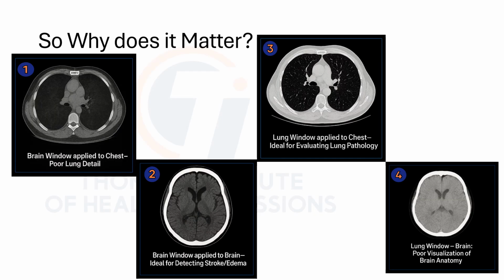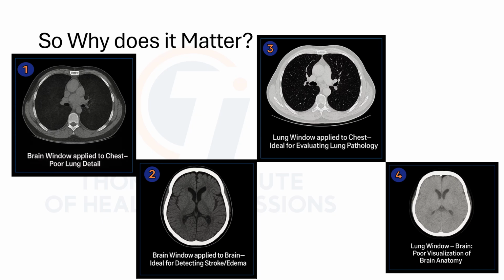So why does this matter? Imagine you're looking at a CT image of the chest. If you use a brain window instead, for example, a window level of 40 and a window width of 80, the lungs would look gray and muddy. You won't see much detail in the air spaces. See image 1. But that same window is perfect for the brain because it allows you to see small differences between gray and white matter, which helps detect things like early stroke and edema.